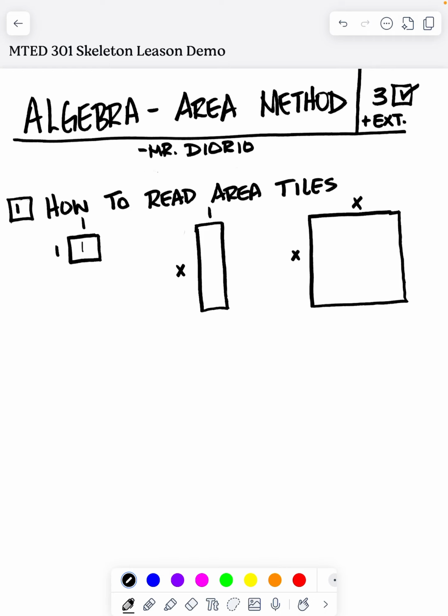This thin rectangle, long length represents quantity of x, and the short length represents quantity of 1. Our area would be x times 1, which gives us the value of x. So this long, thin rectangle will represent our x.